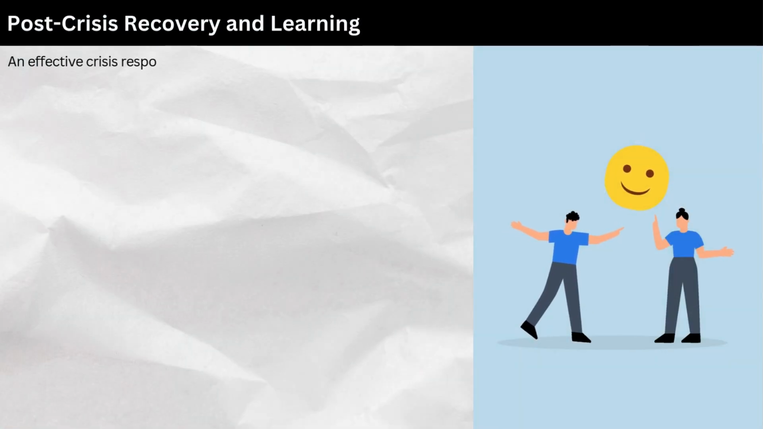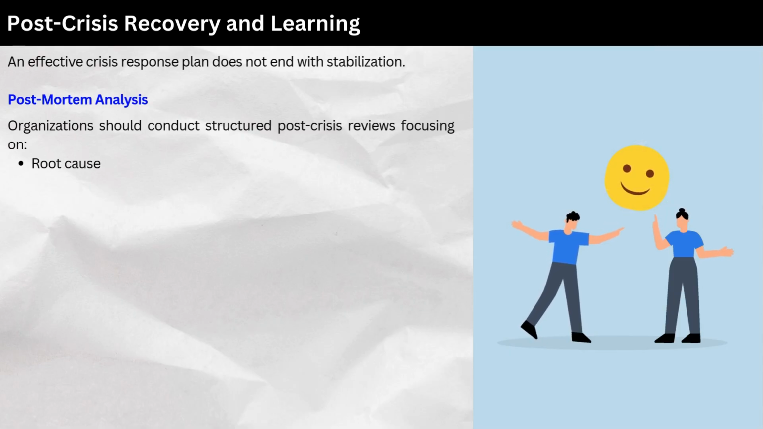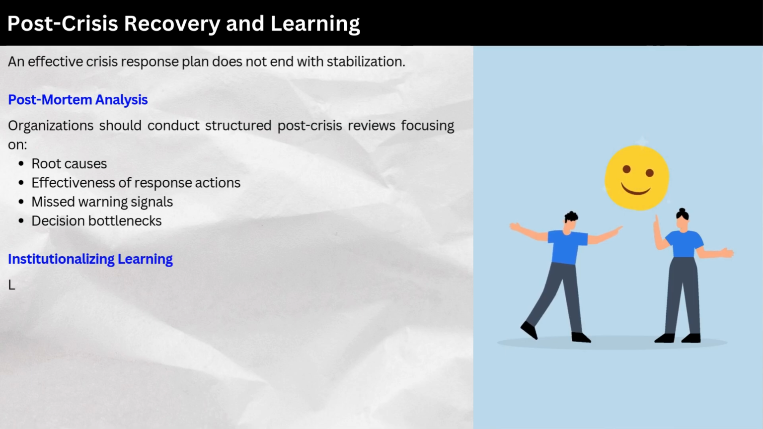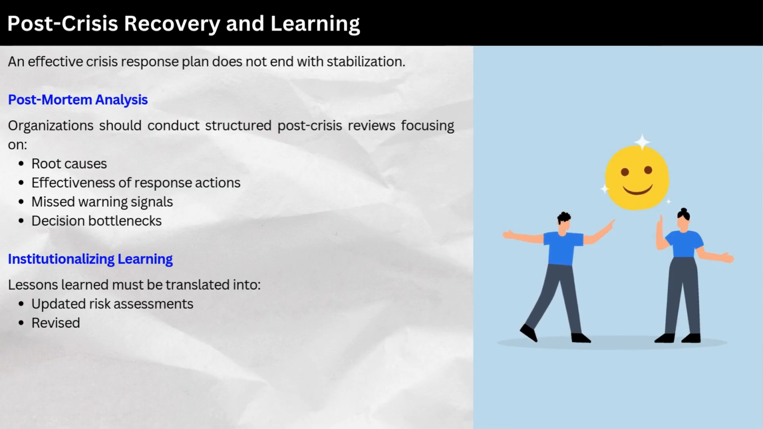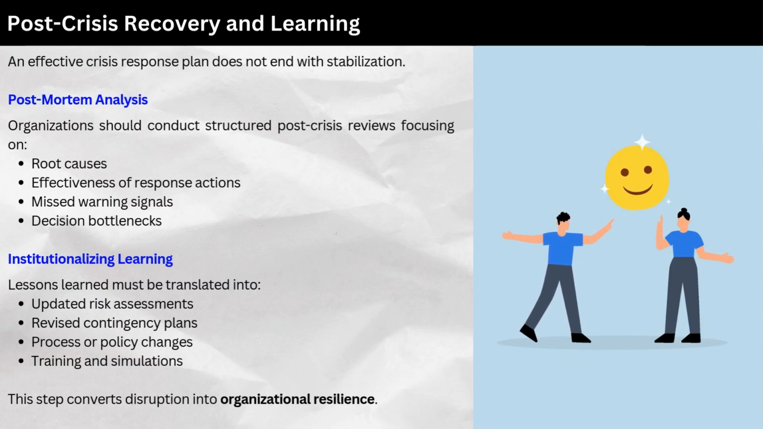Post-crisis recovery and learning. An effective crisis response plan does not end with stabilization. Post-mortem analysis: Organizations should conduct structured post-crisis reviews focusing on root causes, effectiveness of response actions, missed warning signals, decision bottlenecks. Institutionalizing learning: Lessons learned must be translated into updated risk assessments, revised contingency plans, process or policy changes, training and simulations. This step converts disruption into organizational resilience.